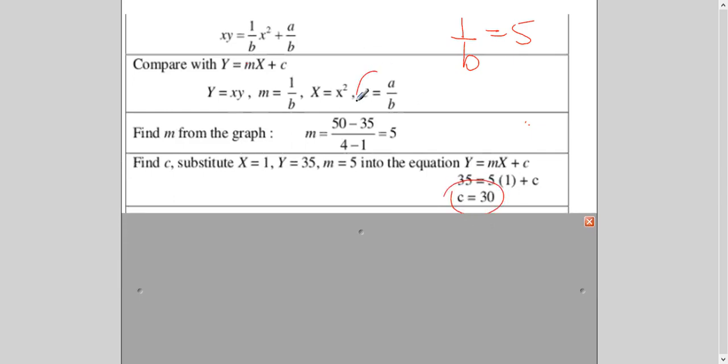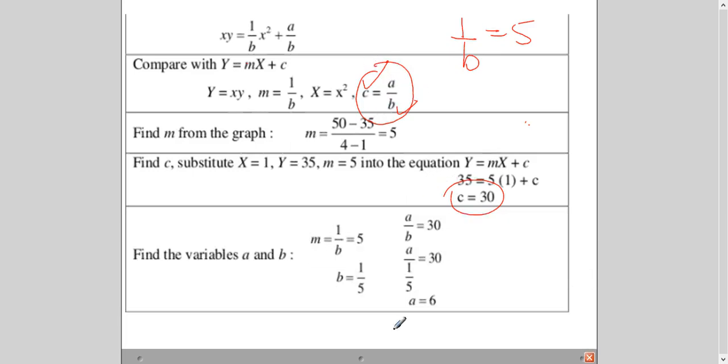Now c is actually equal to a over b, and b you have just found. So now you have c and you have b, substitute the values in it and get the value of a. This is how you handle these types of questions.